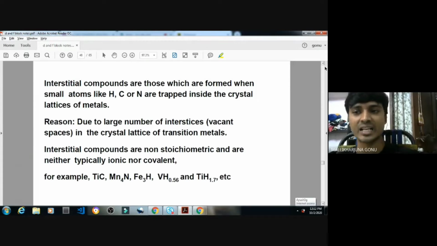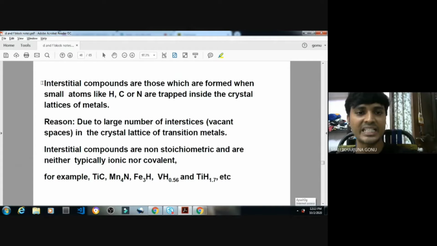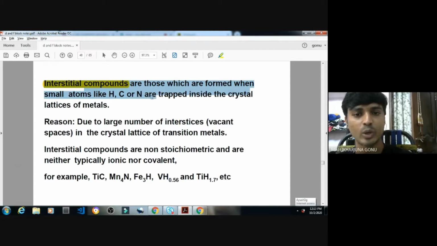And interstitial compounds, another important point coming here. What is the meaning of interstitial compounds? Try to understand that one. Those are formed when small atoms like hydrogen, carbon, and nitrogen are trapped inside the crystal lattice of metals. Such types of compounds are called interstitial compounds.